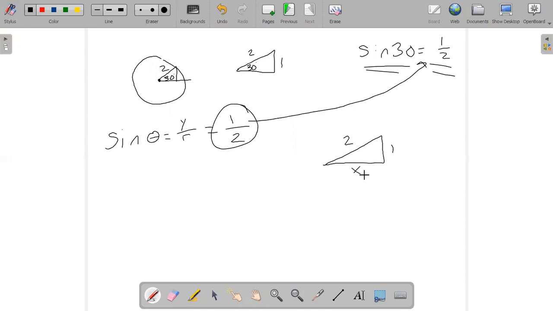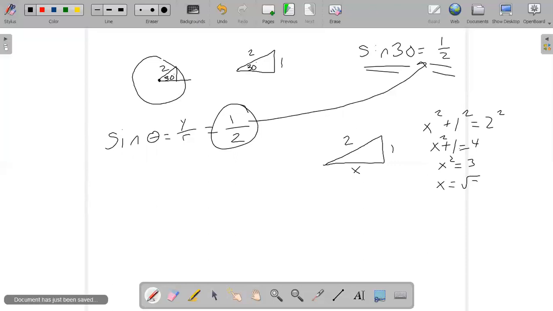I could call this x, and I could say x squared plus 1 squared equals 2 squared. So then this is going to say x squared plus 1 equals 4. So x squared equals 3. So then that means x equals the square root of 3, right? So this side length is now the square root of 3.